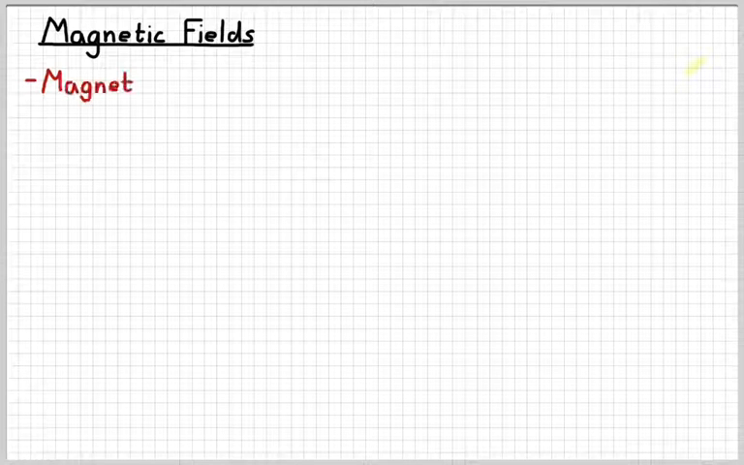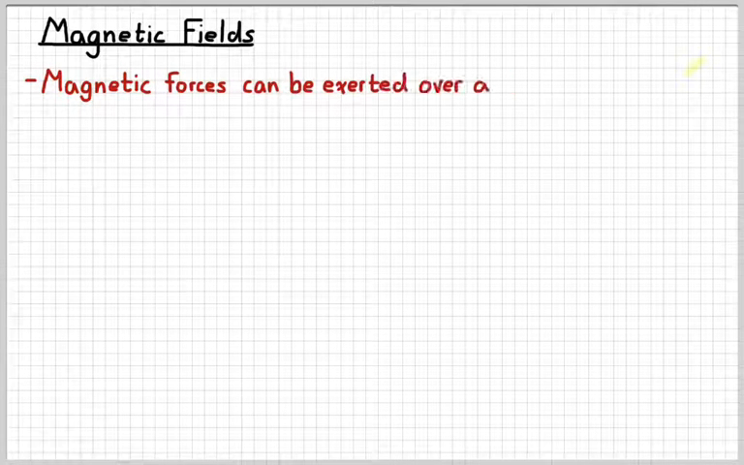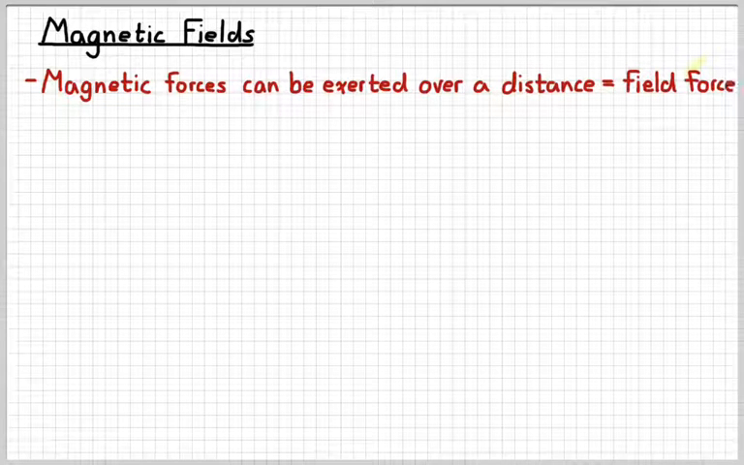In this video, we're learning about magnetic fields. Now, we need to remember what a field means. Magnets can exert forces on other magnets and some other objects, and those forces can be exerted over a distance. That's why we refer to the magnetic field as a field force. Keyword in there is distance. Since it can be exerted over a distance, that makes it a field force.